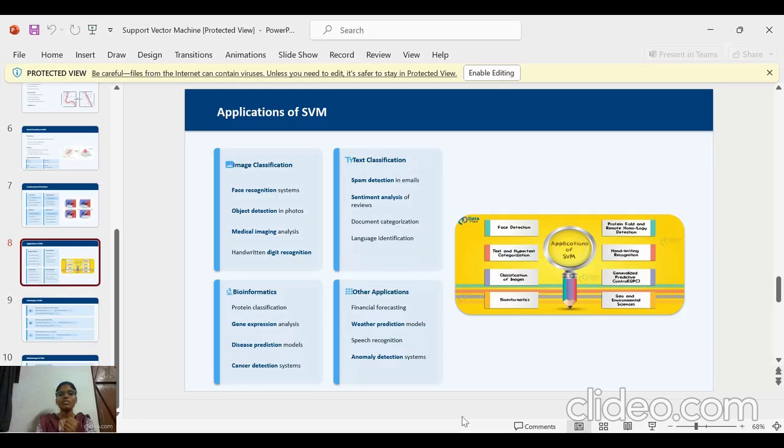Then, to conclude, support vector machine is a highly reliable and accurate algorithm that works well for both simple and complex problems. Its ability to maximize margin and use kernel functions makes it unique and powerful. SVM continues to play an important role in modern machine learning applications such as classification, pattern recognition, and image processing.